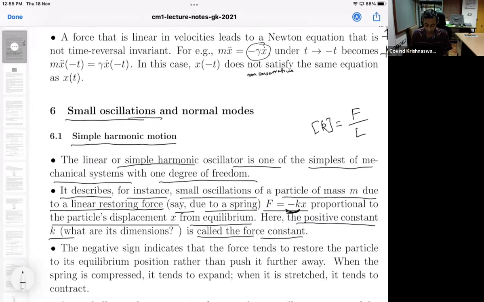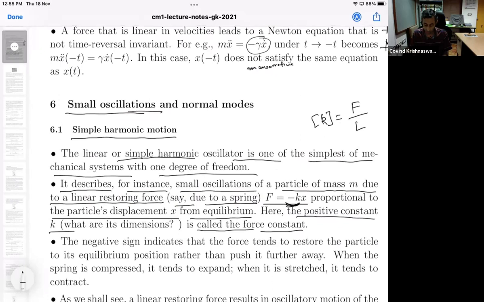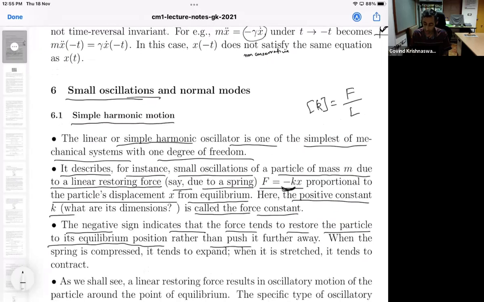Okay, now this negative sign indicates that the force tends to restore the particle to its equilibrium position rather than push it further away. I'm going to draw a picture in a moment, but that is what it means physically, that the negative sign means that the force is directed opposite to the displacement. In other words, when the spring is compressed, the force tends to make it expand, and when the spring is stretched, the force tends to make it contract. Okay, so this is what we mean by restoring.